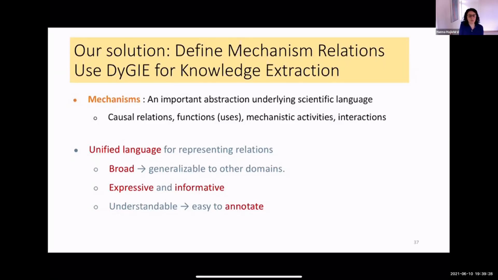This way, we are able to build a unified language for representing these types of relationships. It is broad, it is generalizable to a lot of different domains. At the same time, it is expressive and informative, but more fine-grained than being completely open-scale, like open information extraction. And we could explain and define it for our annotators, who were experts in CS and biomedical, and they could annotate a lot of data for us this way.